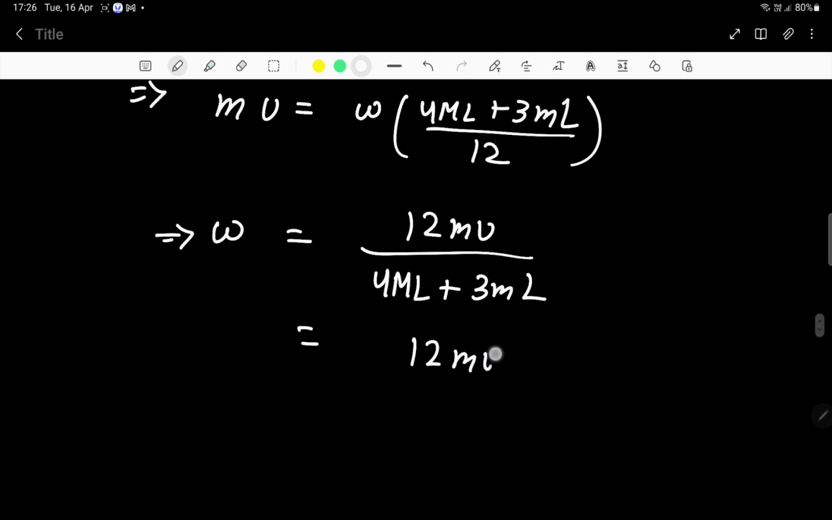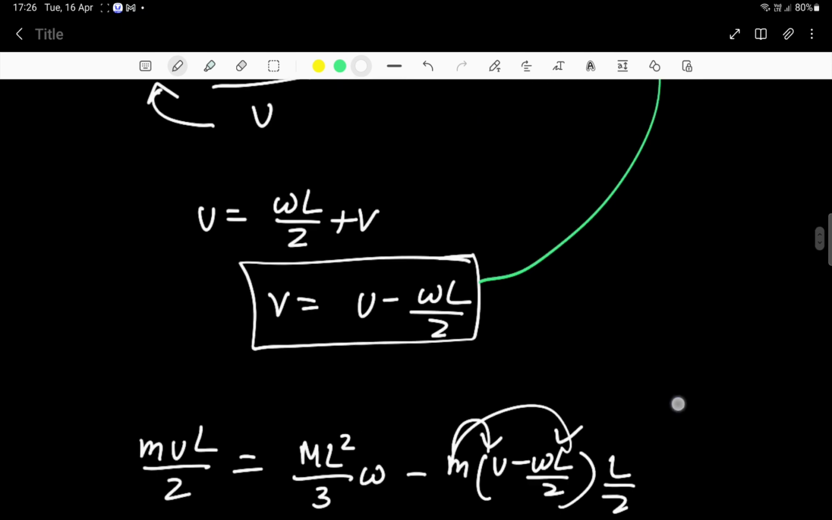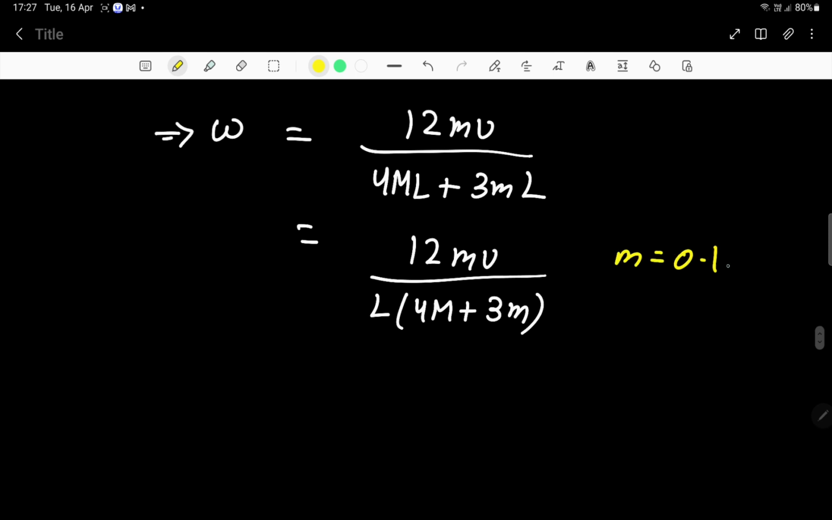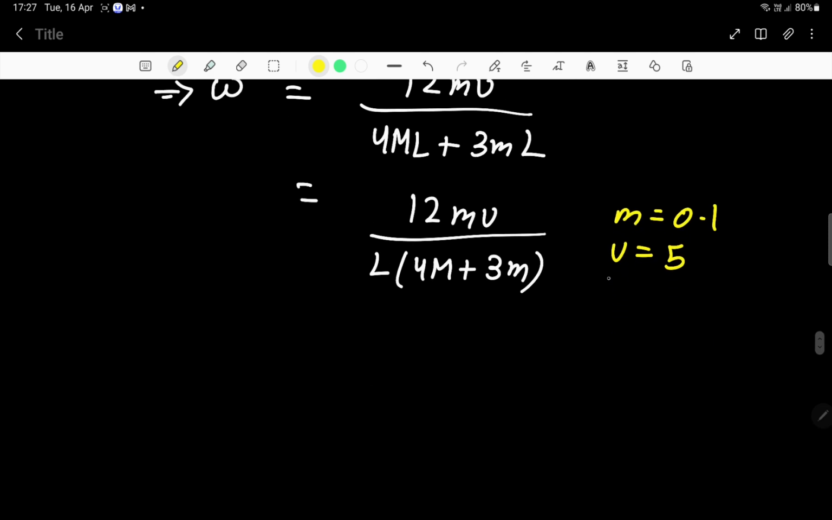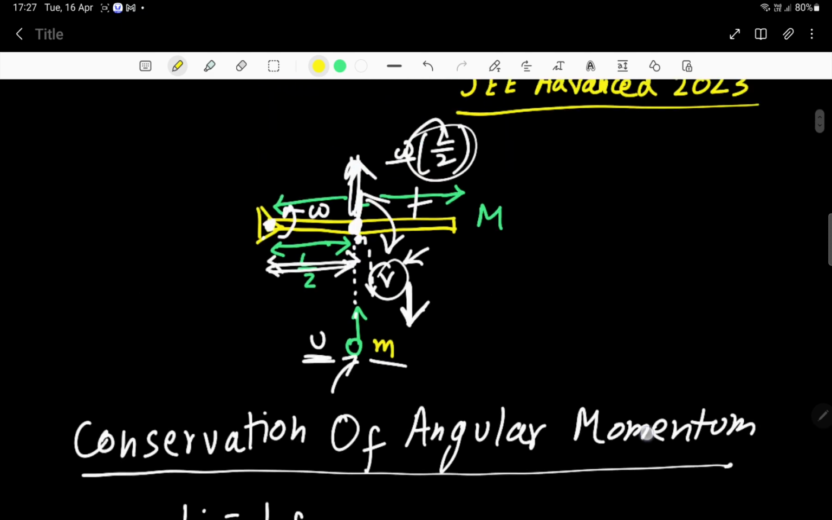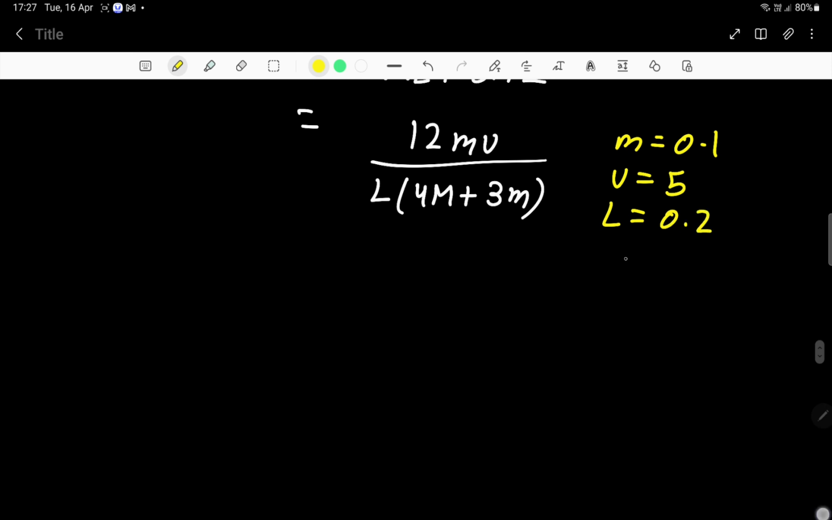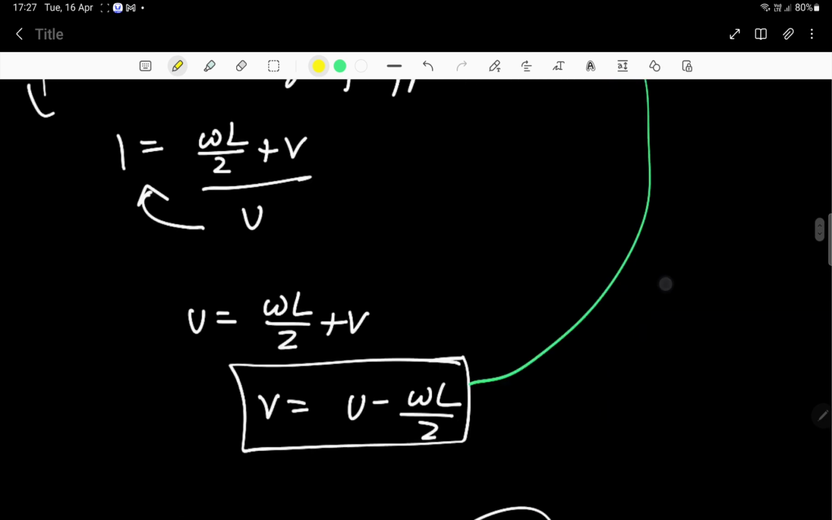We can factor out L in this expression, and it gives us this as the final expression for omega. Now we just need to plug in the values. The values given in the question: small m is 0.1. So let me note it down here somewhere. Our small m is 0.1. Not writing the units now. u was 5, I guess. L was, I guess, 1 meter, or 0.2 meter, I don't remember. 0.2, okay. And the capital M was 1 kg, I believe. Yes, it was.